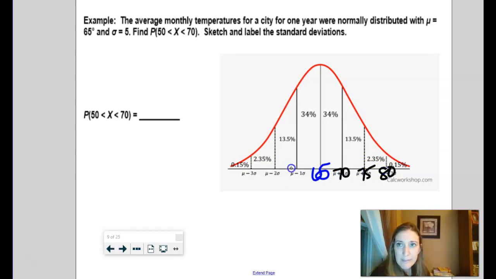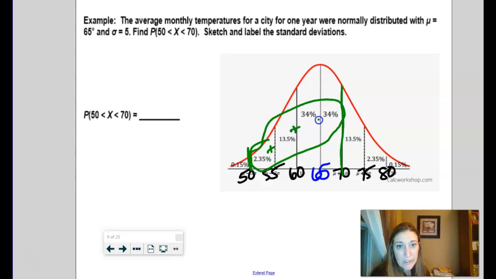I like when they're easy deviations to add or subtract. All right, and then 60 and 55 and then 50. And they want to know the probability that your temperature is between 50 and 70. So here's 50, and here's 70. And again, I know there's probably lots of easy ways to get these answers right. I'm just going to add these all up on my calculator.